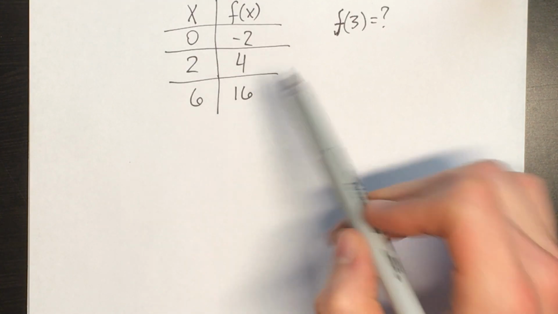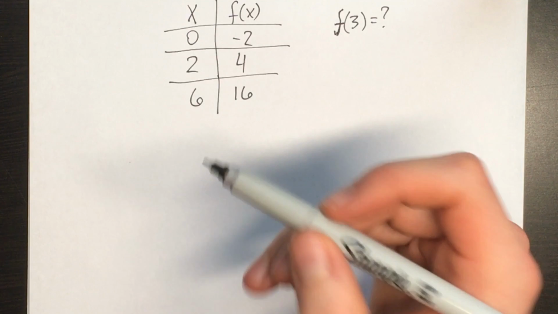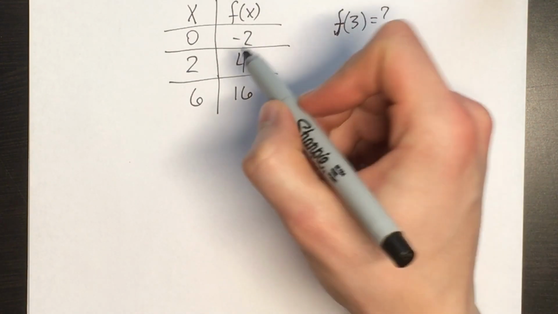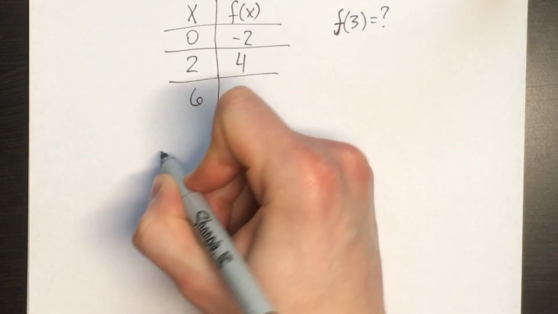So we have to figure out what the function is, and here's how I would generally recommend doing that. So first, find the slope. So remember, your slope is your change in y over your change in x. So you can just, for example, take these first two points. What's your change in y? That's 4 minus negative 2.